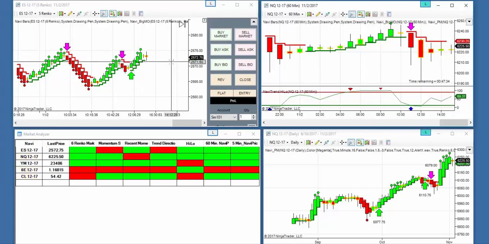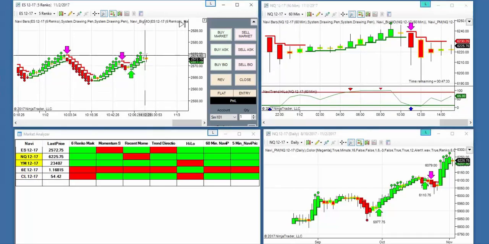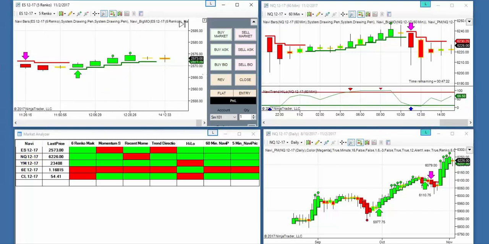Now, one of the things that's unique about our charts are the consolidation bars. You can see right here, these are the consolidation bars. So whenever you get those bars, at some point the market's going to move up or down out of that consolidation, and that's going to be the likely direction.